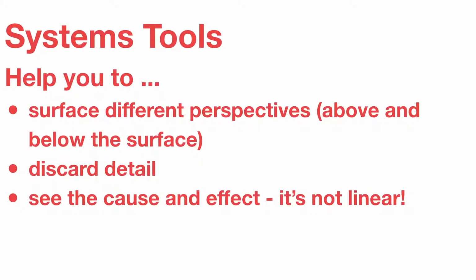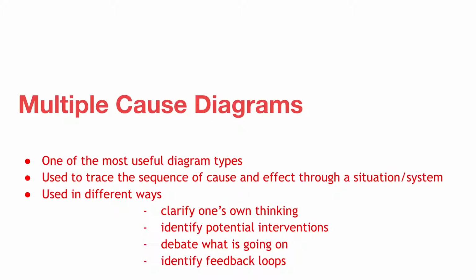So to think systemically, there are a whole lot of systems tools. They help you to surface the multiple perspectives above and below the surface. They help you to discard details so that you can simplify and see the bigger picture. And they help you to see the cause and effect, because complex problems are not linear problems. It's all complex and enmeshed, and it's important to see all the different causes and effects that are going on in the system. I'm going to talk to you now about one particular tool.